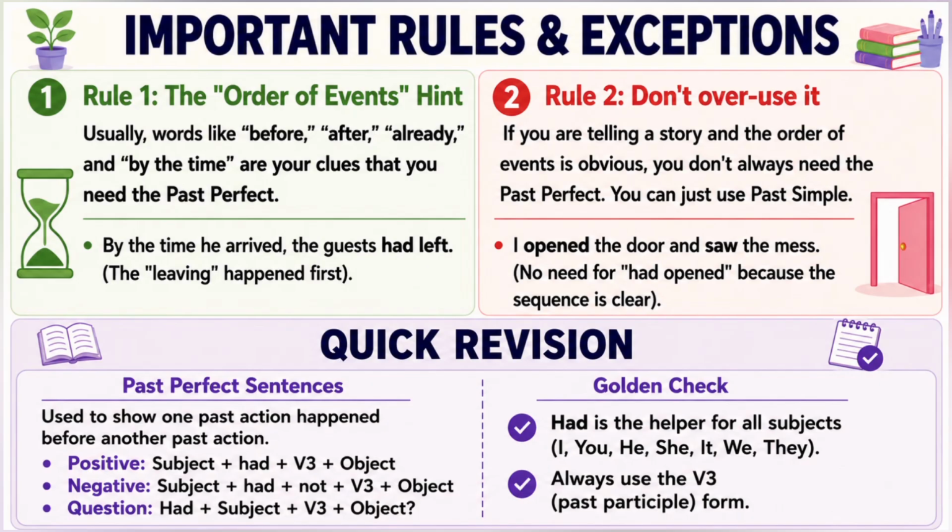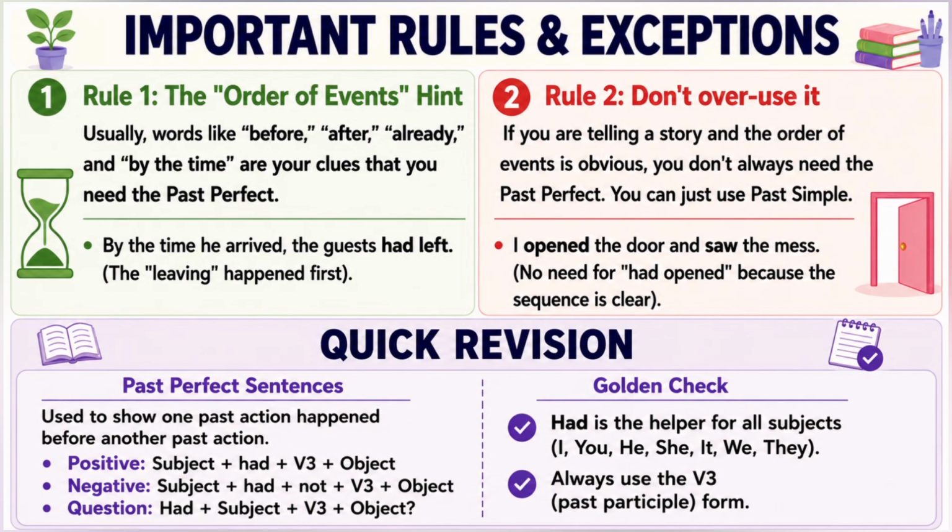Rule number 1 is the order of events hint. Words such as before, after, already, and by the time often tell us that we need the past perfect tense. For example, by the time he arrived, the guests had left. Here, the guests leaving happened first and his arrival happened later.